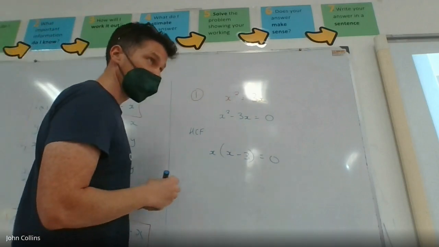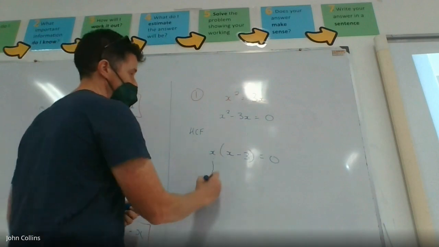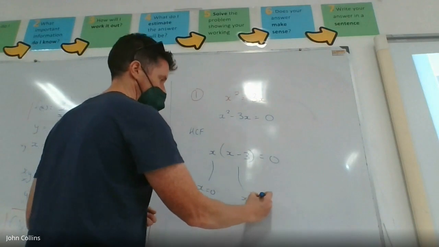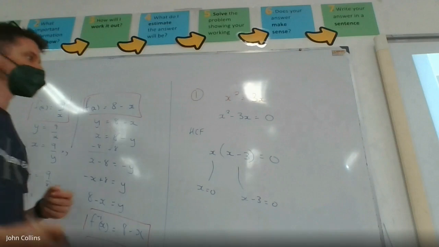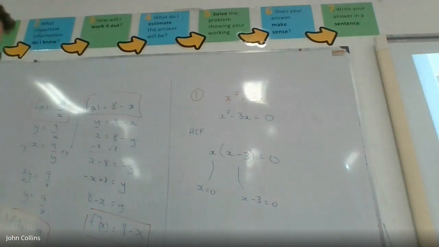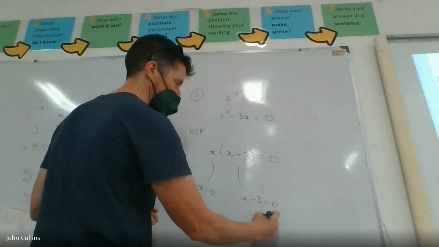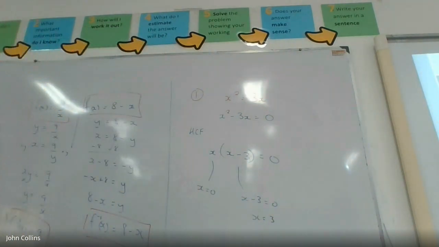What's the answer then? What are the solutions to this? There's two. We let each bit separately equal 0. We did this once again in the last unit. That's called the Null Factor Law. Two things multiply to give 0, they must be both separately equal to 0. So x is 0 from this, and x is equal to 3 from this. If I add 3 to both sides, x must be 3.